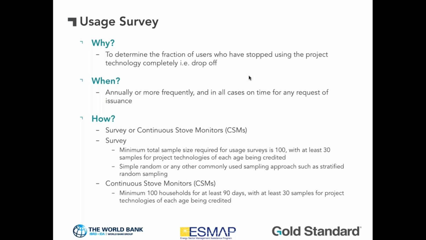In case project developers choose to use continuous stove monitors, then a minimum of 100 households for at least 90 days should be monitored using these CSMs, and at least 30 samples for project technologies of each age which is being credited should be included in this list.